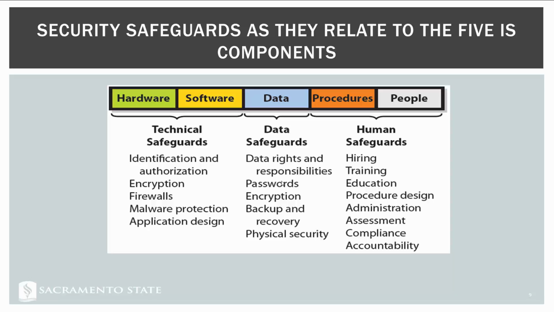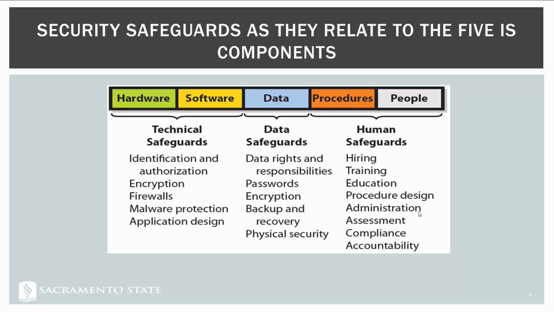And then possibly most importantly, we also put human safeguards that relate to the procedures and people side of information systems. So I've talked about compensation, but we also have to worry about hiring practices, training practices, this is a big one, and education, making sure people understand. And then also, what are our procedures, our policies? How do we assess whether we're being compliant or not?